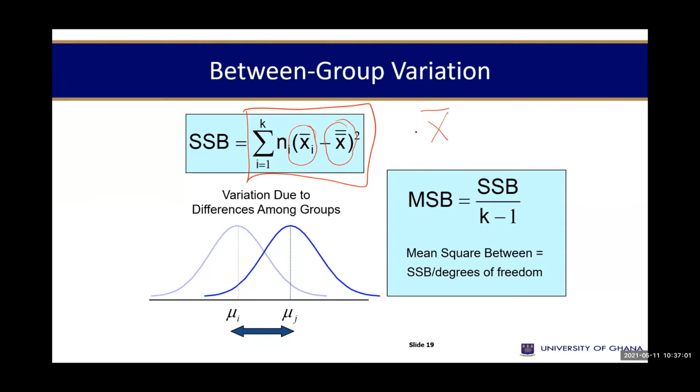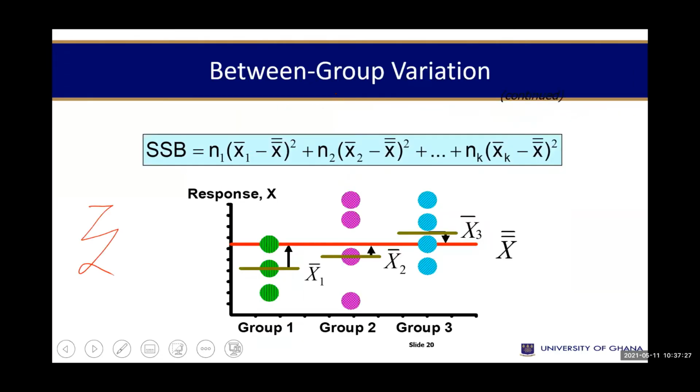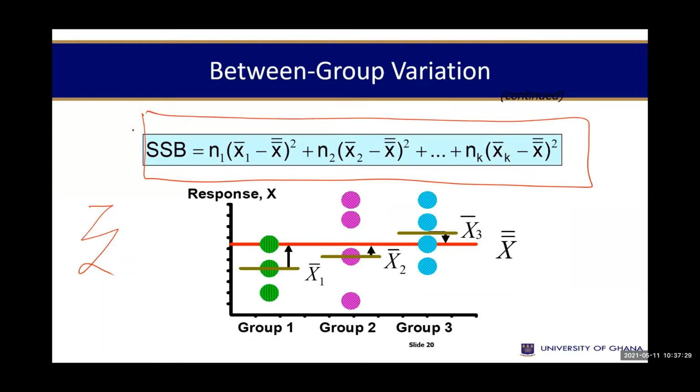So if I have 4 populations, my X bar will be equal to X bar 1 plus X bar 2 plus X bar 3 plus X bar 4, divided by 4, because we have 4 sample means. That gives me my grand mean. The expression of this is what is expanded here.